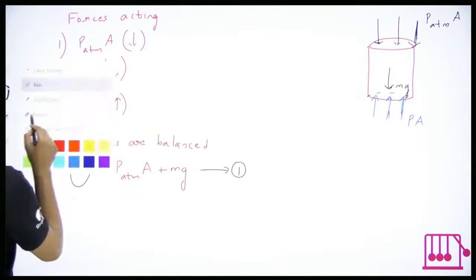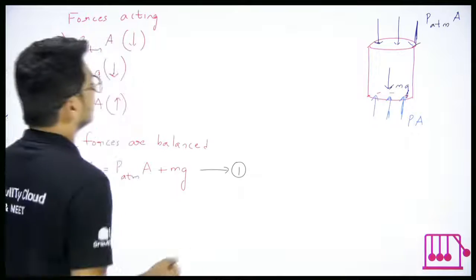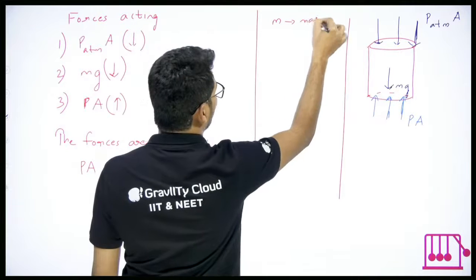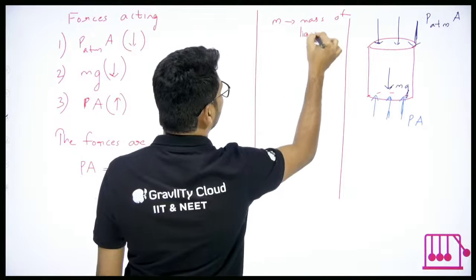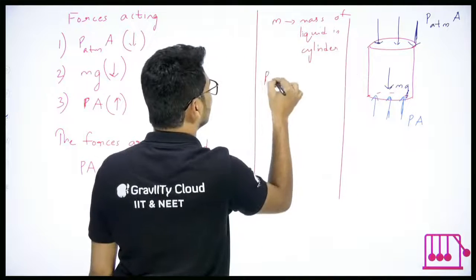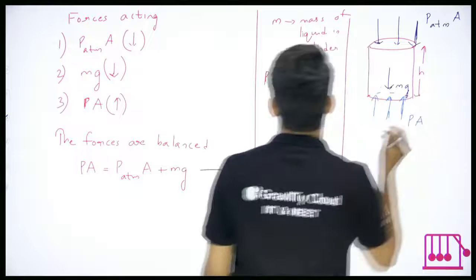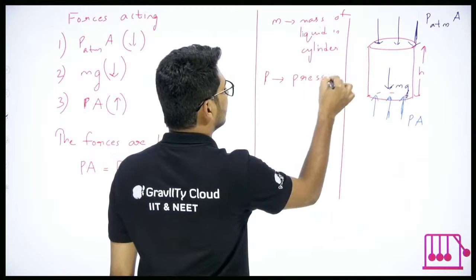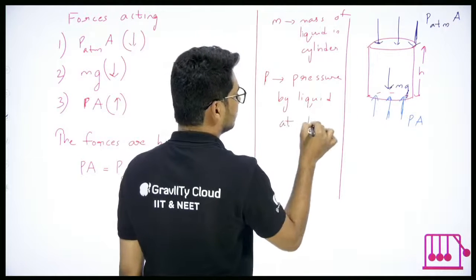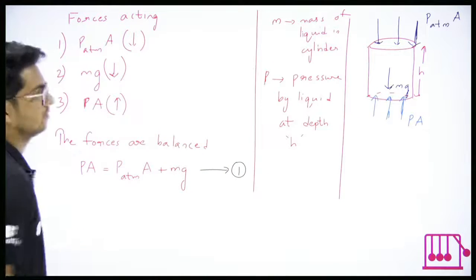Now for that, the next step, we will write mass m in different terms. First of all, what is m here? m is the mass of liquid in the cylinder. What is P here? P is the pressure at depth h, by the liquid, at depth h. Got it? Okay, let's continue.